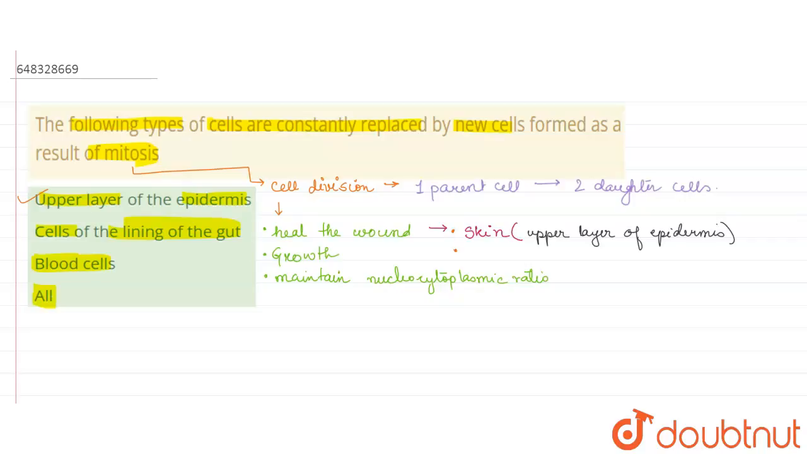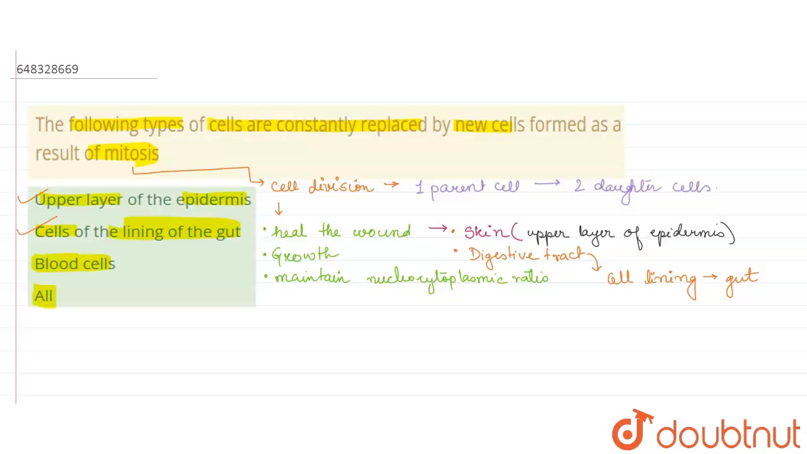Next, we know that it heals the gut or the digestive tract. Okay. So digestive tract means we can say that the cell lining of the gut. Clear? Hence, we can say that this is also a correct answer.